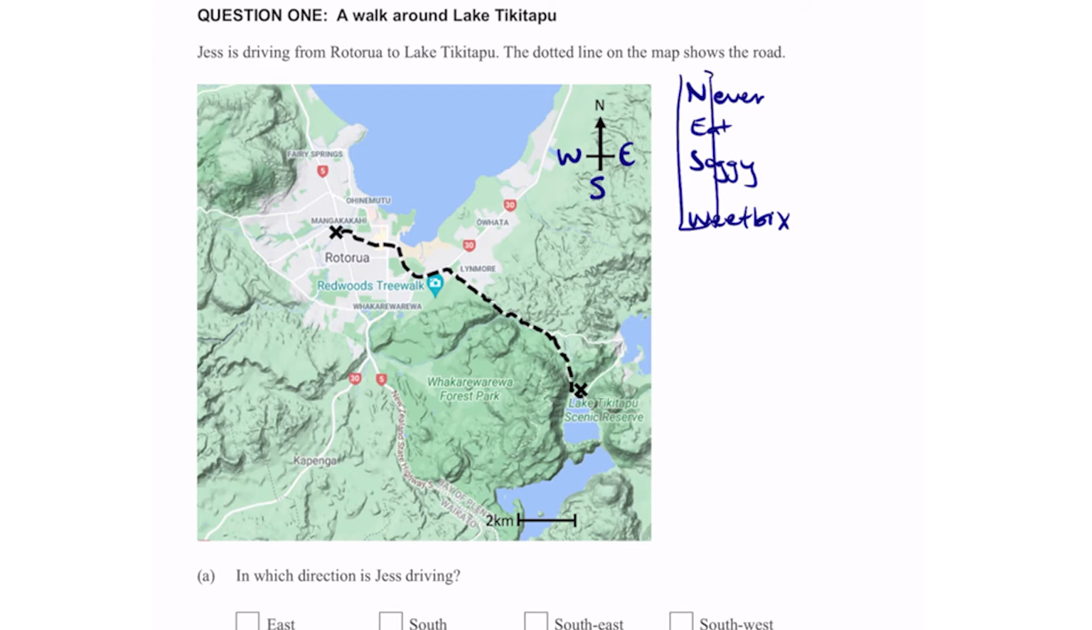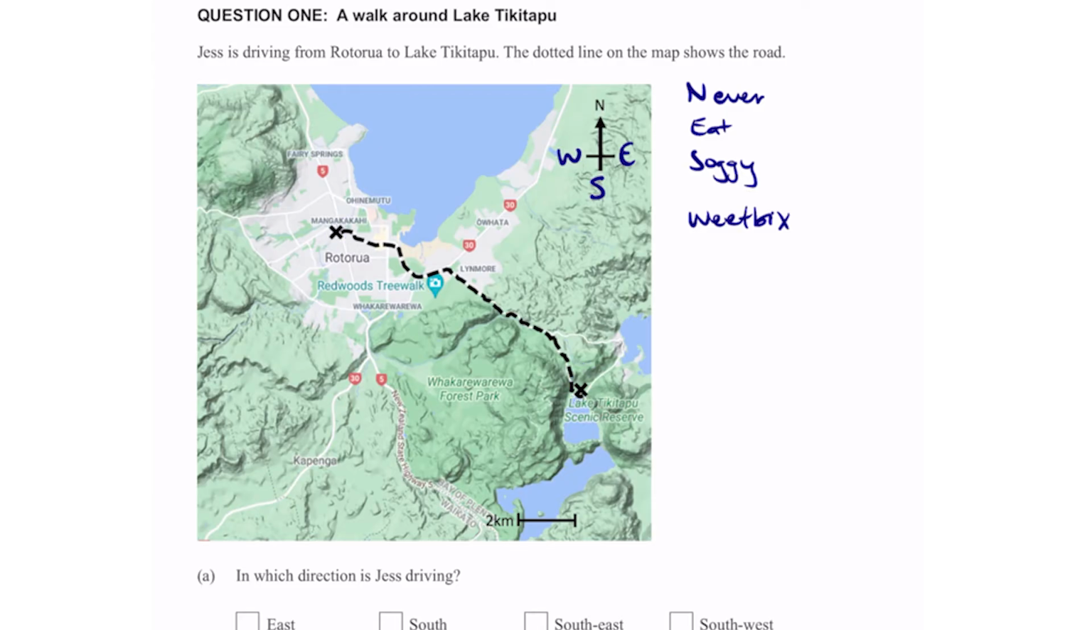We're just pulling the first letter from that acronym, so that's north, east, south, and west. Okay, so now we've labeled our compass, and we need to know what direction she's traveling. Like I said before, she's starting here and she's ending up here.